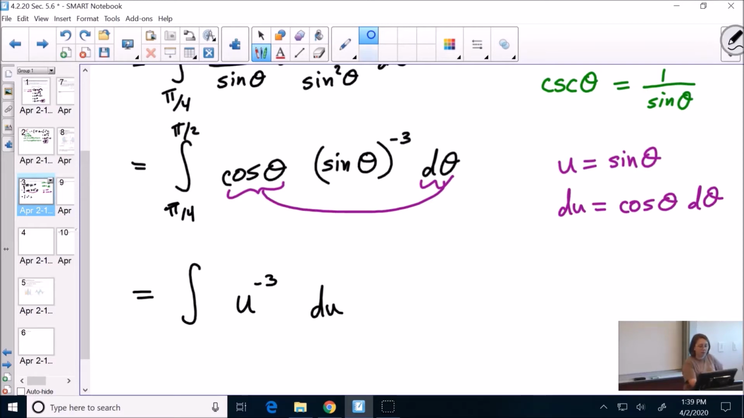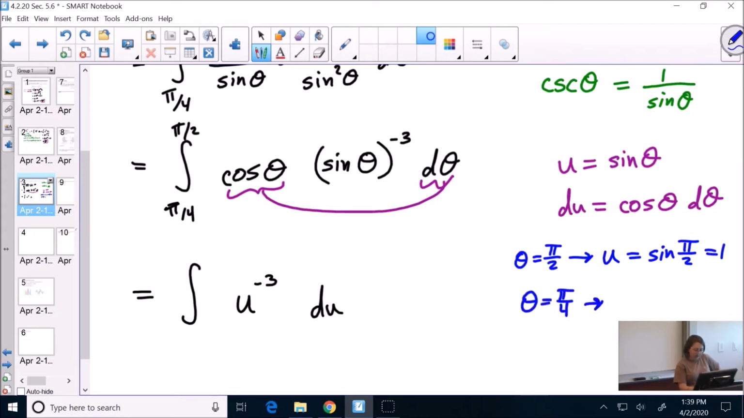So now, we take the time to change our limits of integration. Originally we had theta equals pi over 2. That corresponds to u equals sine of pi over 2. Don't plug that in up there, evaluate. What's sine of pi over 2? Well, that's straight up on the circle, which is 1. And theta was pi over 4 at the lower limit of integration, so the corresponding sine of pi over 4 would be square root of 2 over 2. So our limits of integration, the bottom became square root of 2 over 2.